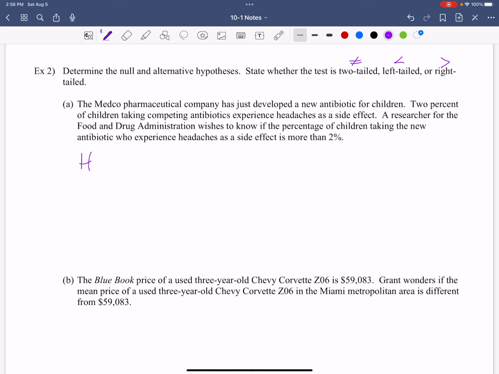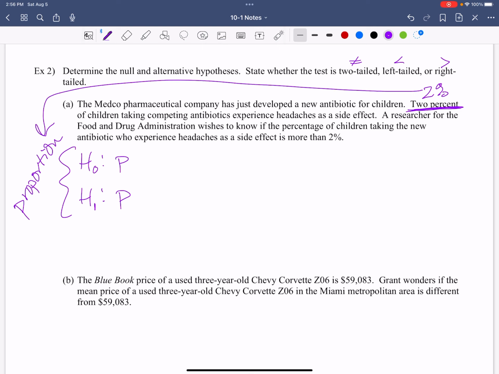So if we're going to determine a null hypothesis and an alternative hypothesis, P and P, because if I'm looking at this, this is a proportion that we're talking about. I know it is a proportion because it says 2%. That percentage is going to dictate the proportion. All right? So that's how I know that I'm going to be working in terms of P because of that percentage.